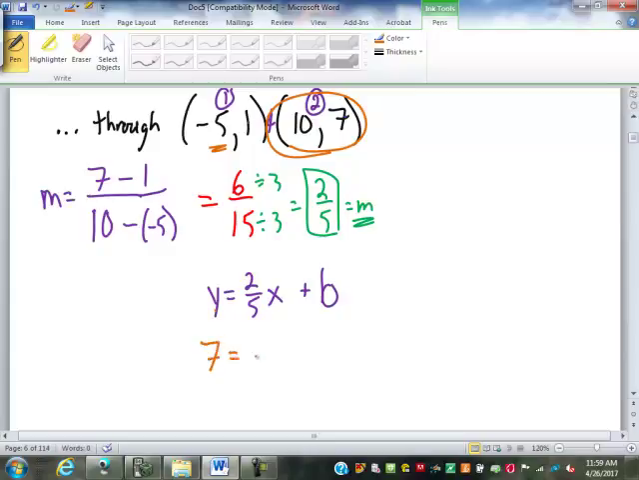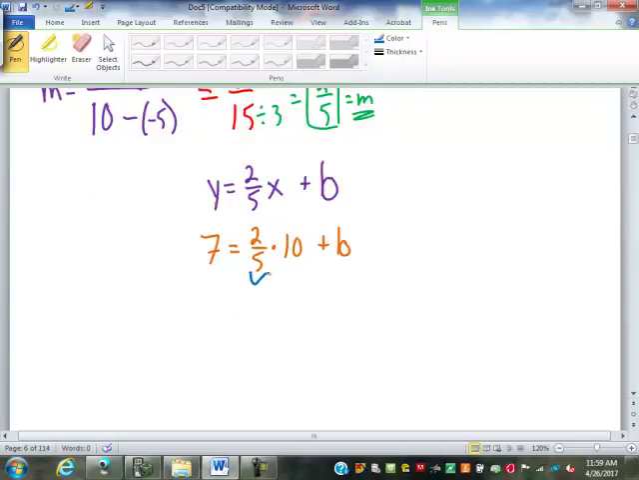Y is going to be 7. 2/5 times x is going to be 10 plus b. So now we're going to have to multiply. 2/5 times 10 is 4. So 7 equals 4 plus b. And now we're going to solve for b. So we're going to subtract 4. We get 3 equals b.